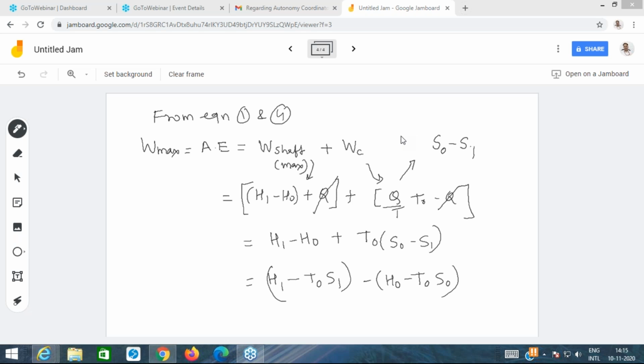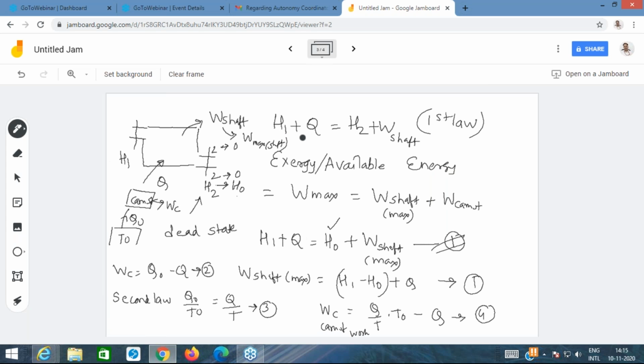Okay, from equations 1 and 2. I'll redo this whole thing. What we are supposed to find is the exergy. We are supposed to find the exergy of an open system, and I'm taking a special case of an open system, that is a steady flow system.